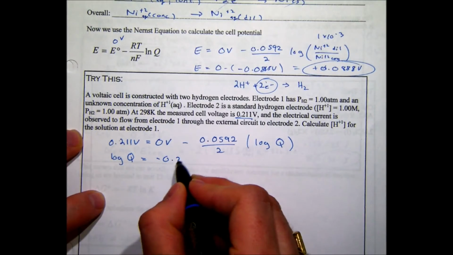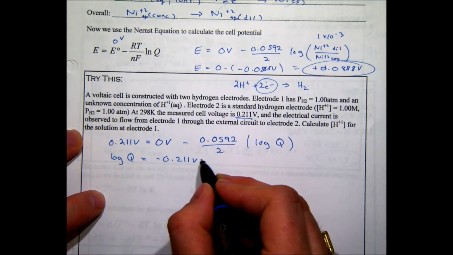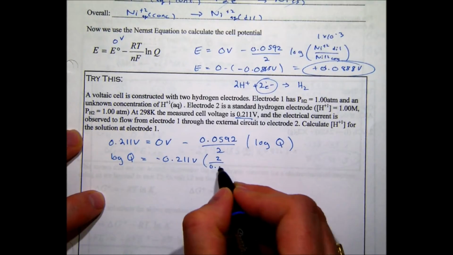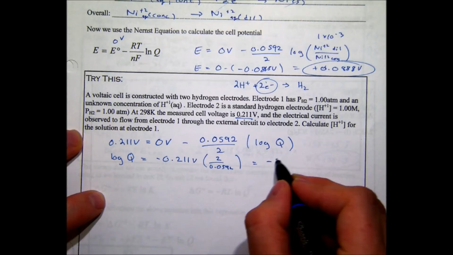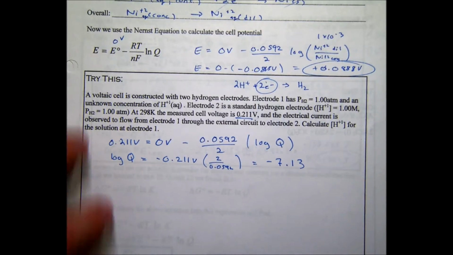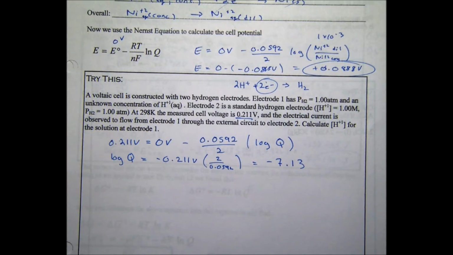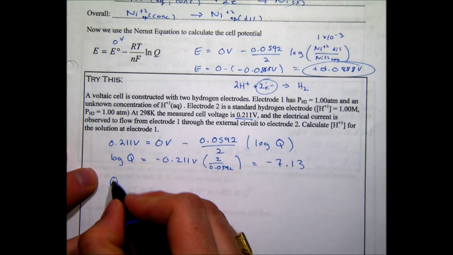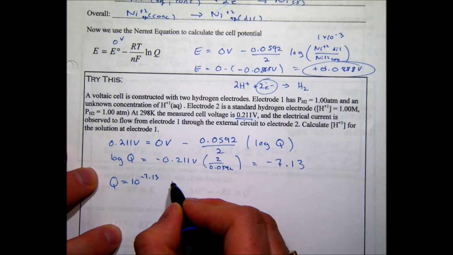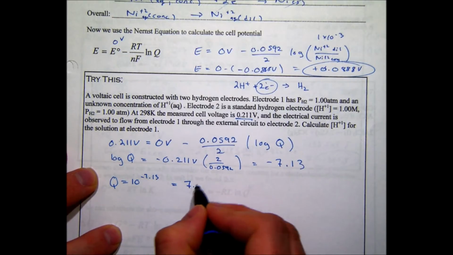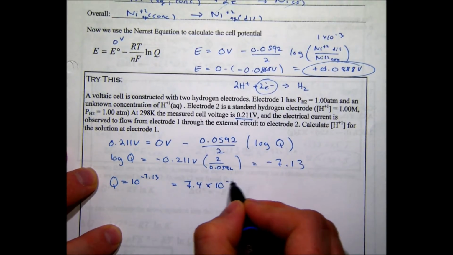Log Q is equal to negative 0.211 volts times 2 over 0.0592. And this is equal to negative 7.13. So log Q is equal to negative 7.13. Q is equal to 10 to the negative 7.13. Q is equal to 7.4 times 10 to the negative 8.